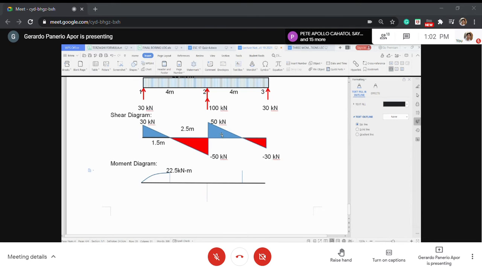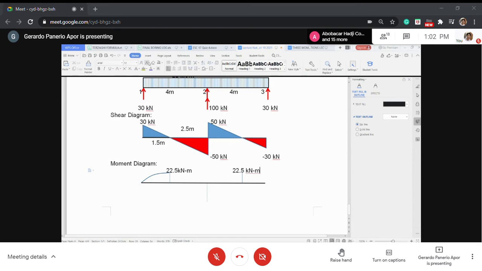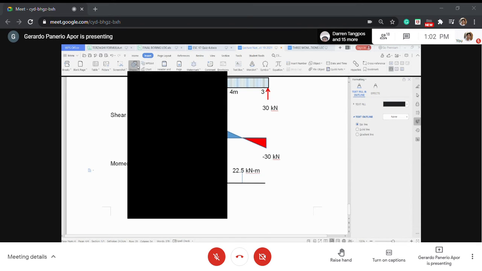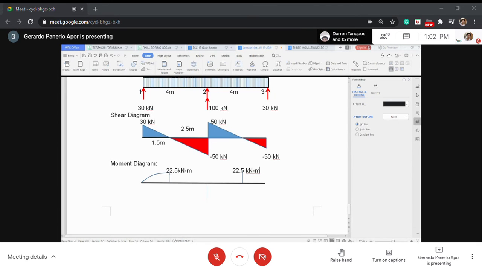And I guess that's still the same here, so I will just anticipate the 22.5 kN-m. Now, this distance is 2.5, but you have negative 50. So the area of your shear diagram is 50 times 2.5 divided by 2, that's negative 62.5. But you start from 22.5, so the equation will be 22.5 minus 62.5. So you'll have negative 40 here. I will insert a shape.